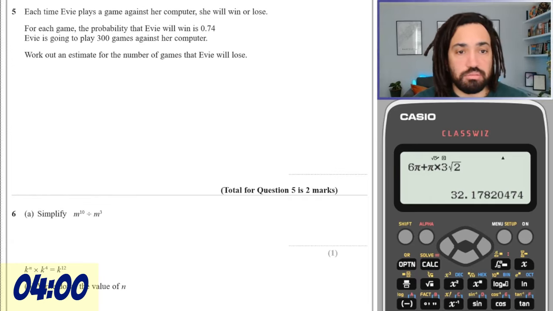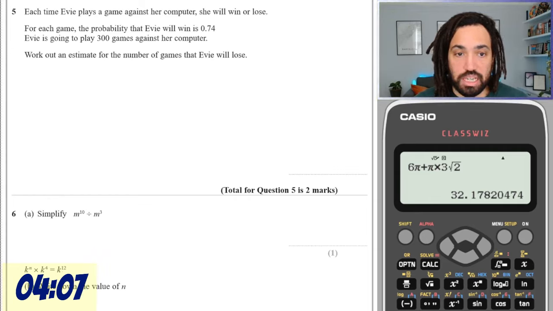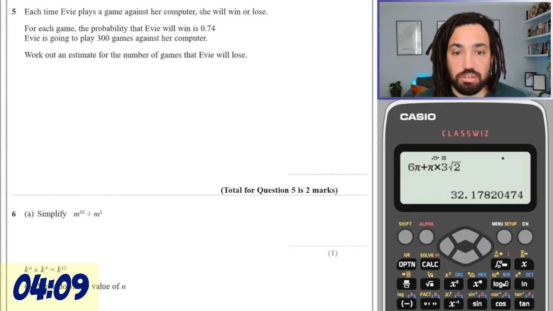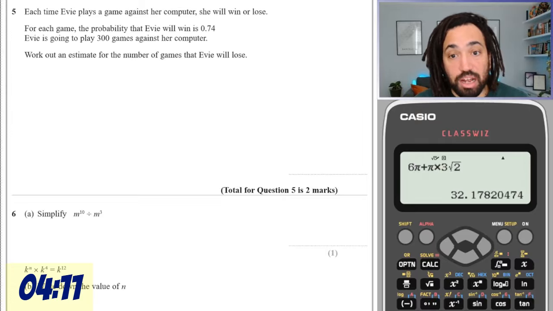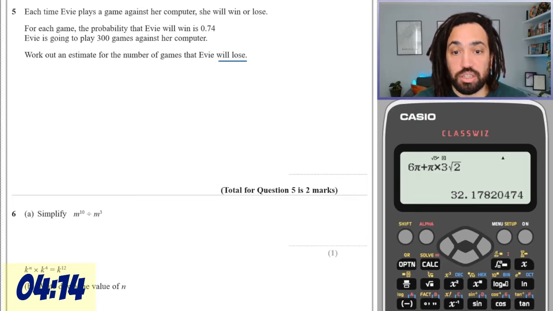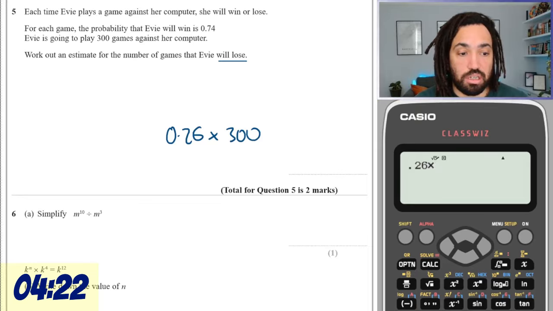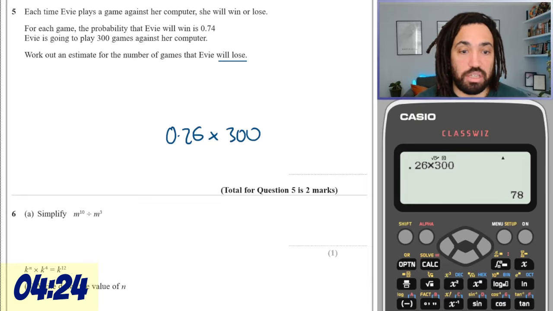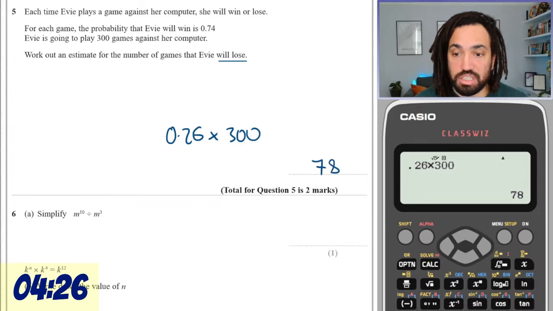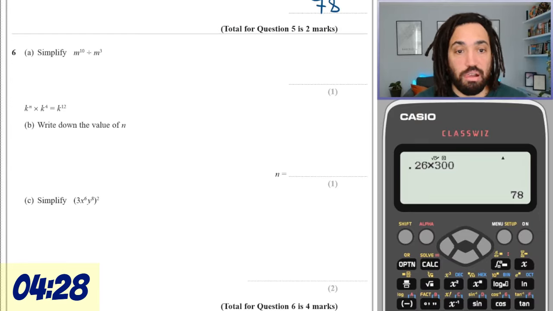Each time Evie plays a game against a computer, she will win or lose. For each game, the probability that Evie will win is that. She's going to play 300 games. Work out how many she will lose. Okay, so the probability of her losing is 1 minus the probability of her winning, so that's 0.26. Times it by 300 is 78.